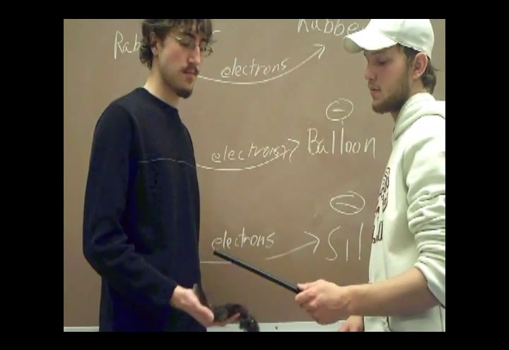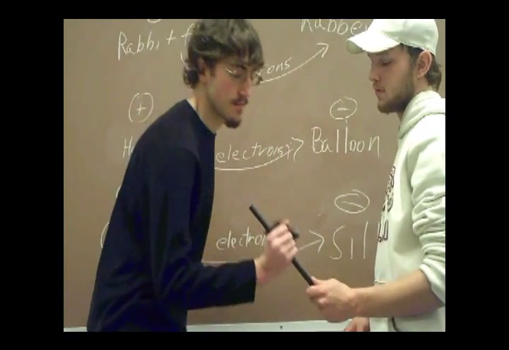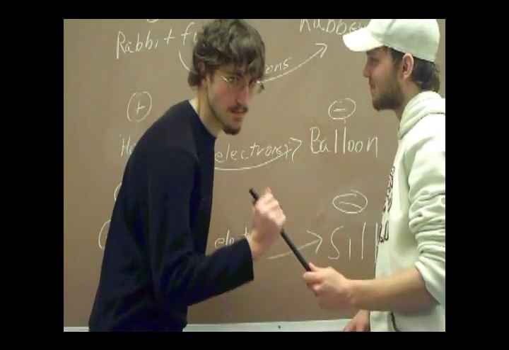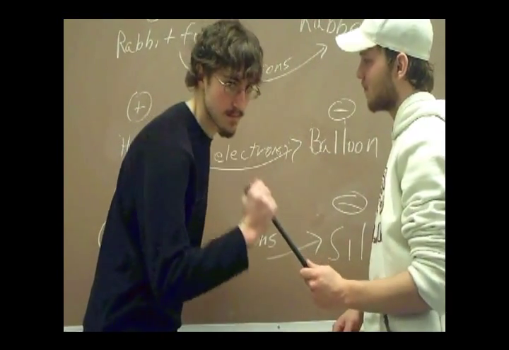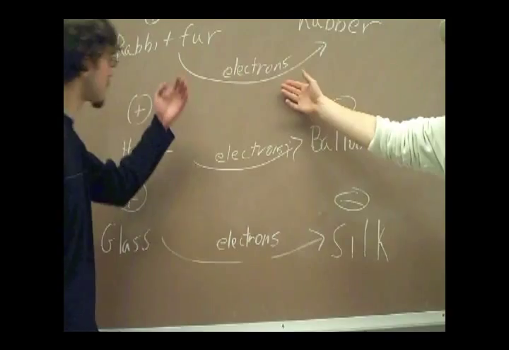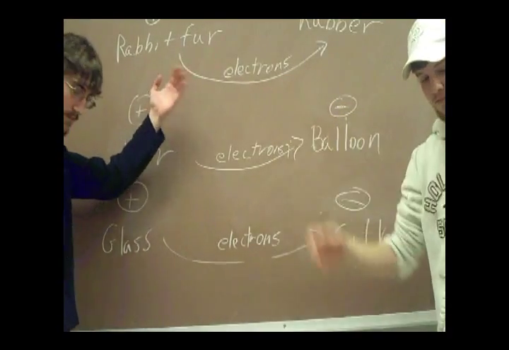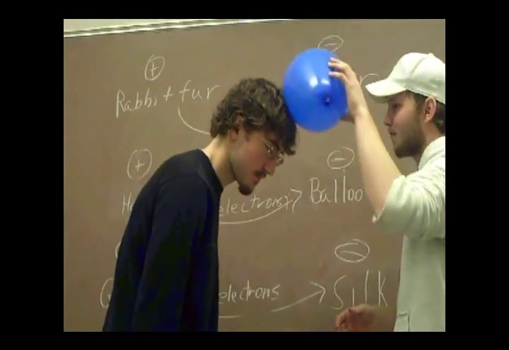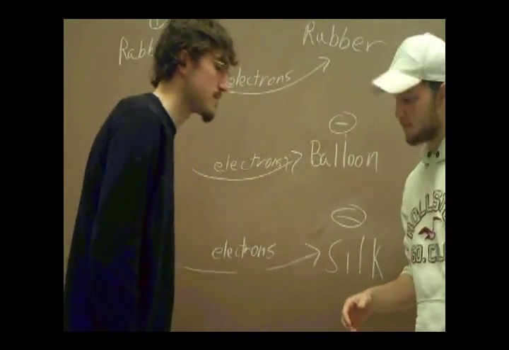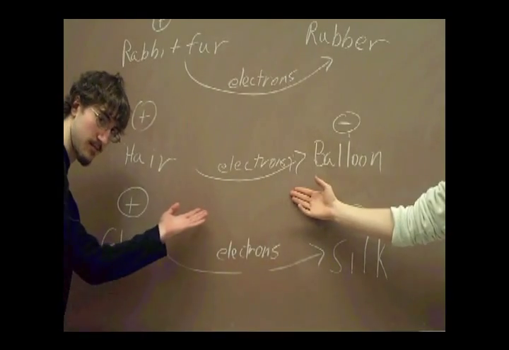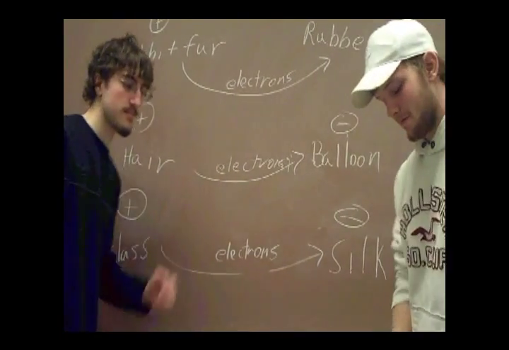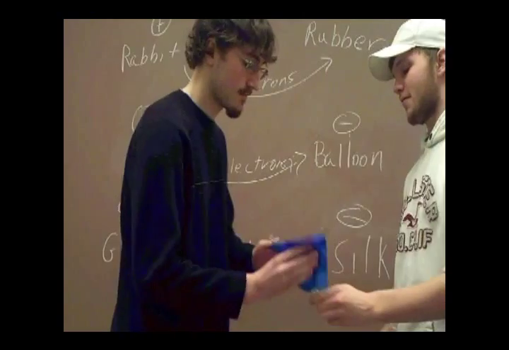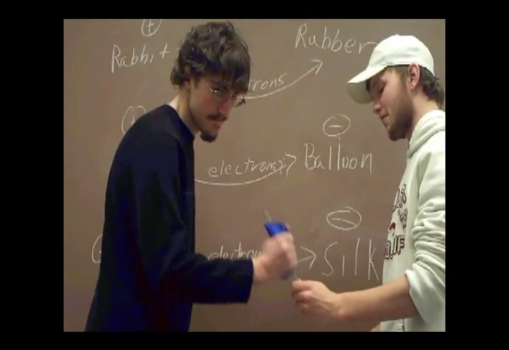If rabbit fur is rubbed on rubber, the electrons will leave the rabbit fur and move into the rubber rod. If a balloon is rubbed in your hair, the electrons will move to the balloon. When a glass rod is rubbed on silk, the electrons move to the silk.